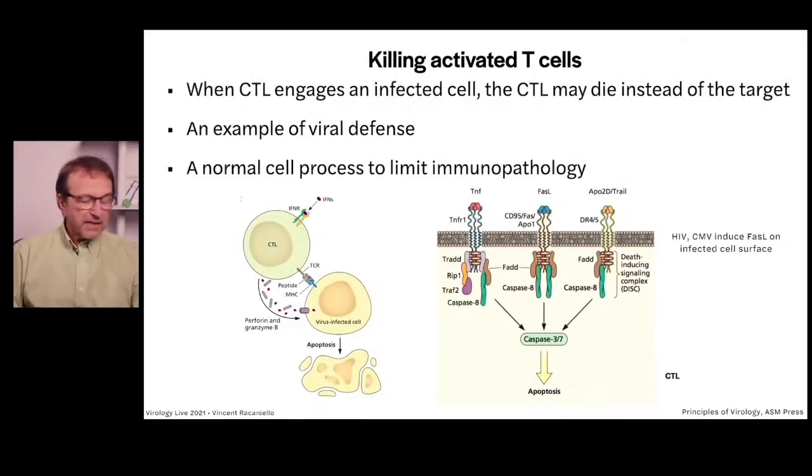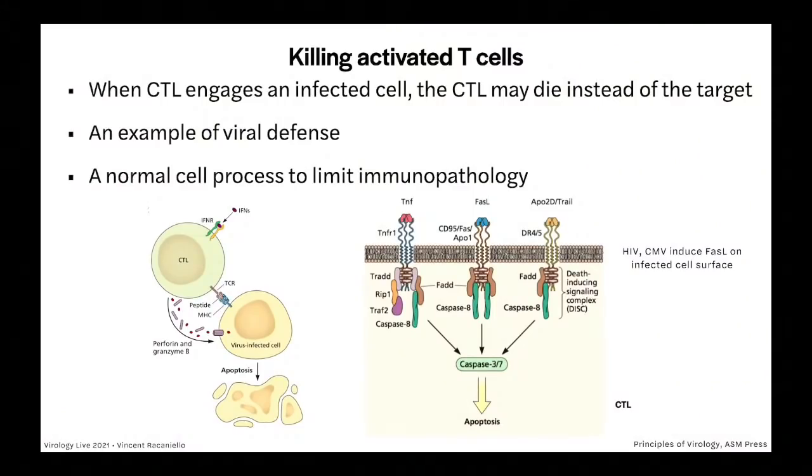Now, in some instances, sorry about that. I wanted to make this slide bigger. In some instances, when a CTL engages an infected cell, it's actually the CTL that dies instead of the virus-infected cell. So this is a form of a viral countermeasure or a viral defense. Now, normally, this is put in place to limit immunopathology, this kind of restricting of T-cell killing to limit immunopathology. So it's a built-in mechanism.